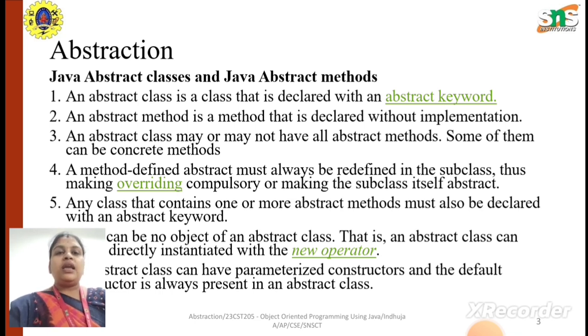Any class that contains one or more abstract methods must be declared with the abstract keyword. We cannot create objects of an abstract class, that is, an abstract class cannot be directly instantiated with the new operator. An abstract class can have a parameterized constructor, and the default constructor is always present in the abstract class. So these are all the basic details about abstract classes and abstract methods in Java.